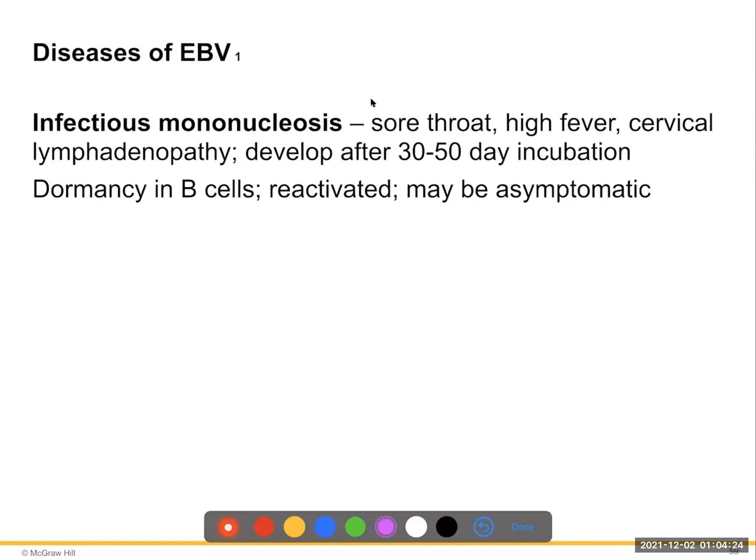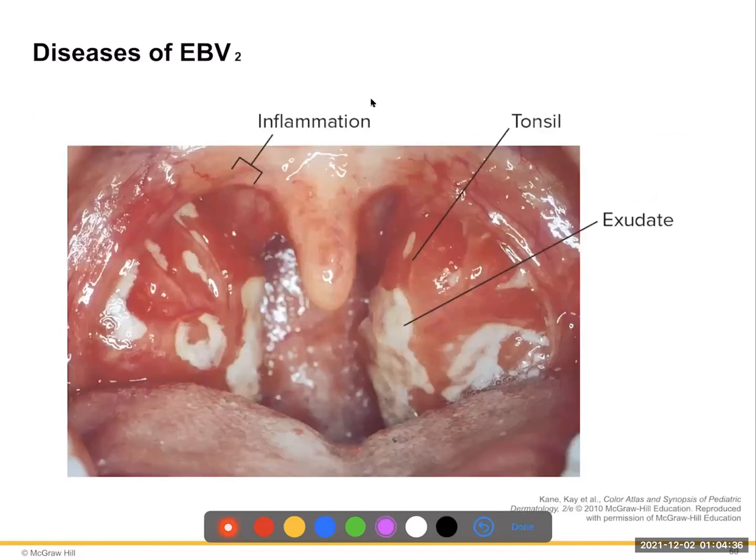Infectious mononucleosis: you get sore throat, high fever, cervical lymphadenopathy, develops after 30 to 50 days incubation. Dormancy in your B cells gets reactivated, and it may be asymptomatic. This is your tonsil area. You can see the inflammation, which is your red area here, and you can see the exudate of the tonsil being produced in the tonsillar pads. Okay, very distinct when you look in the patient's mouth.